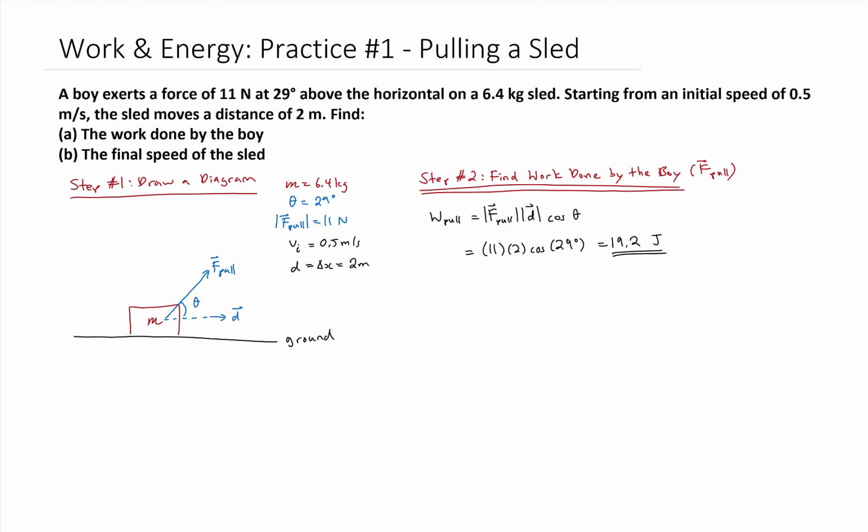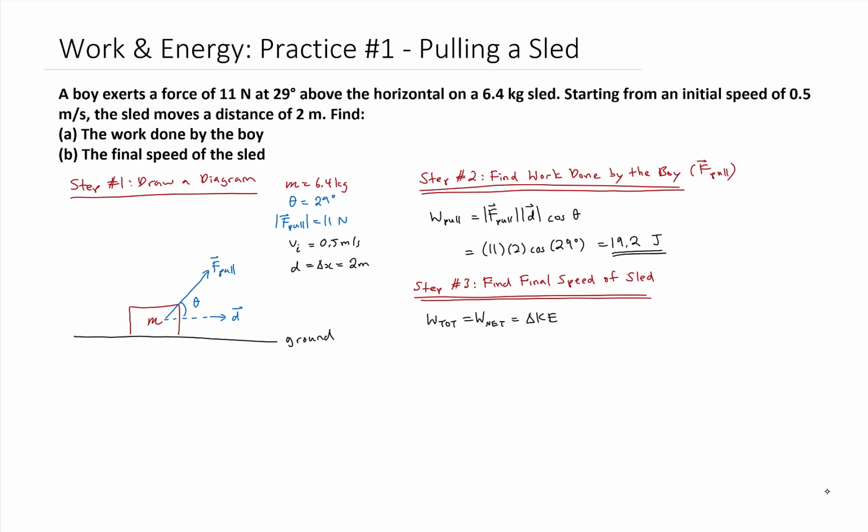This means we can move on to part B, which is asking for the final speed of the sled. So let's go to step number 3. Find the final speed of the sled. To find the final speed of the sled, there is one equation that we have learned before, and that is W total, or W net, is equal to delta KE.